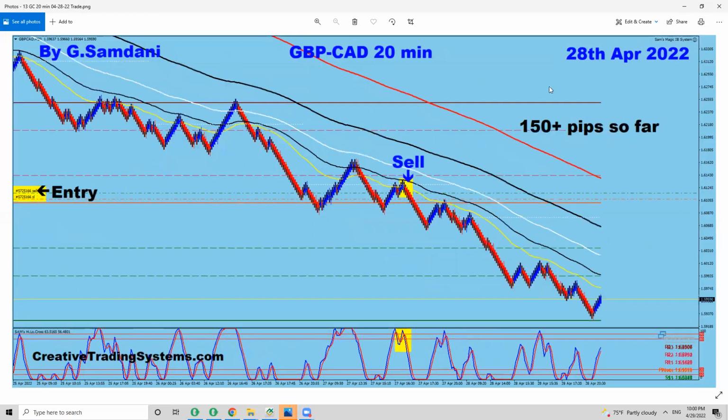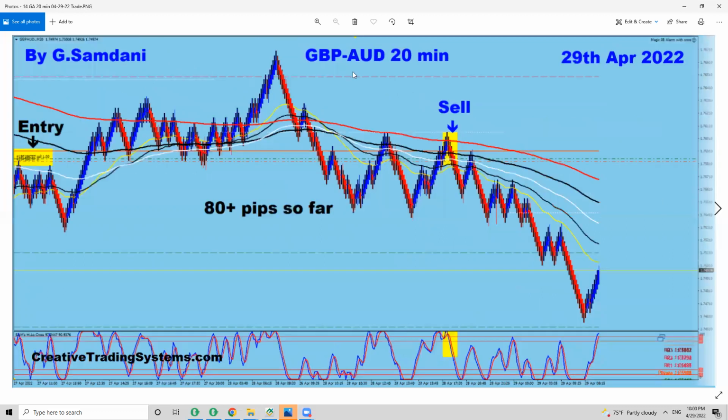And pound CAD here, look at that on the 28th. Entry here. But if you would have waited here, then your SL would hit. This one was a good trade. This is the entry, a good entry, never got hit, and SL never got hit. And then this one, all the way down, all of these are entries. 150 pip, and this pound Aussie, 80 pip.